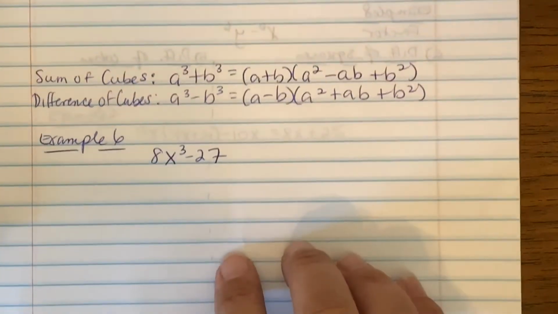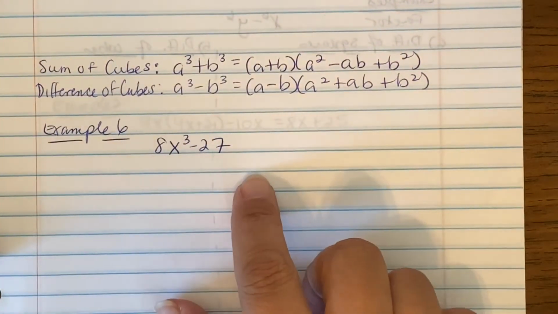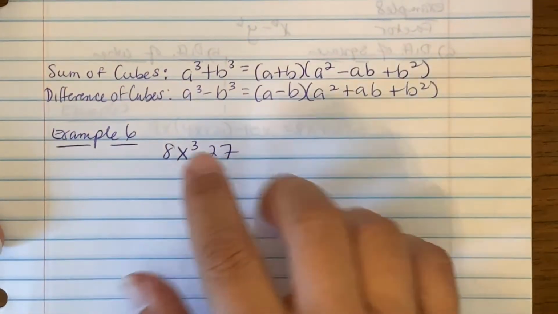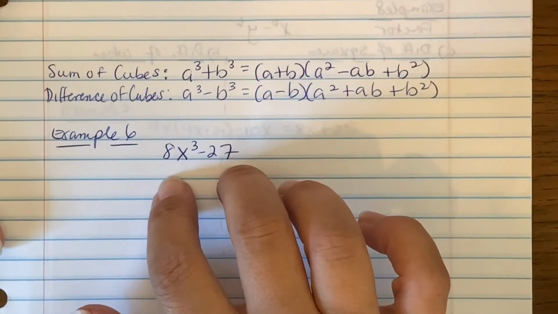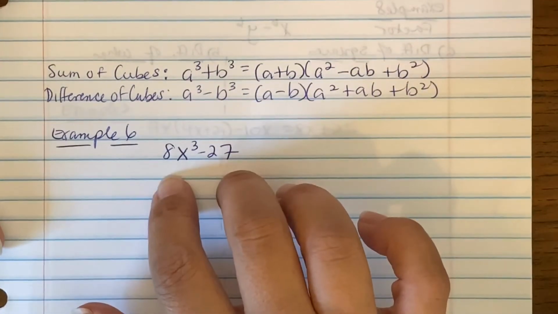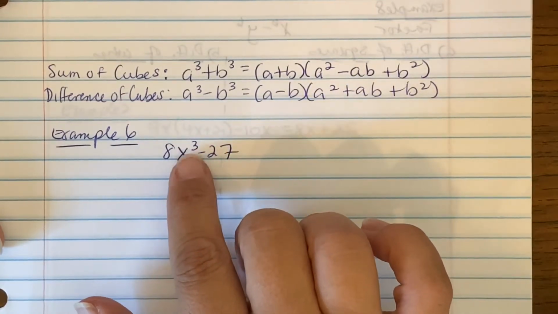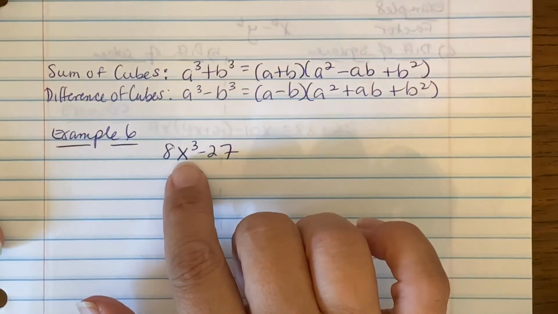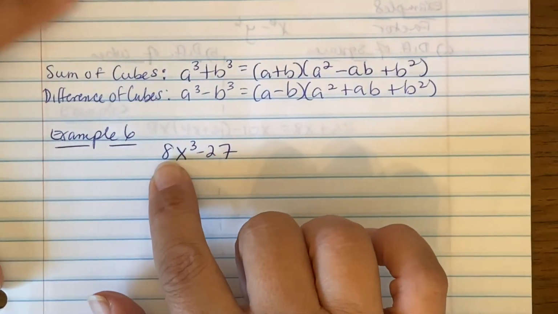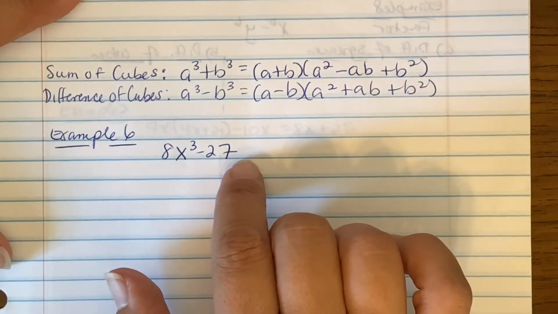So in example 6, it says 8x cubed minus 27. Remember, sum of cubes and difference of cubes are going to have 2 terms, kind of like difference of squares. Minus or plus in the middle in this instance, but their exponents are 3s. They're odd exponents raised to a power of 3. Now, in order to figure this out, first identify what's going to be the a and the b.